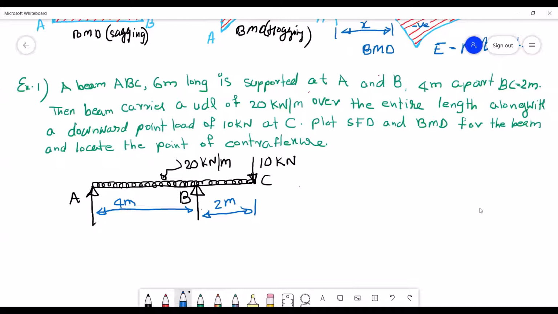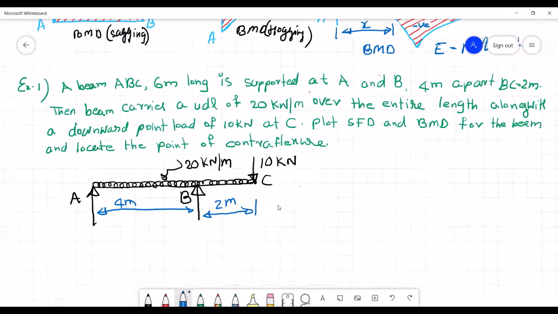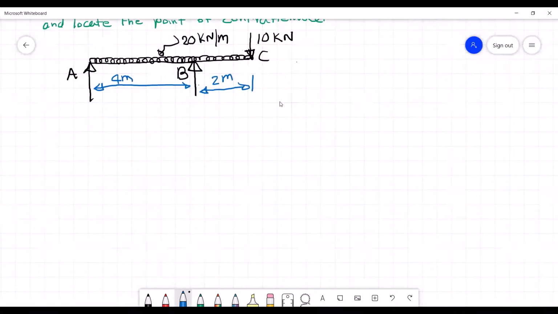Now we have to find the shear force as well as the bending moment. For drawing the bending moment and shear force diagrams, before that we have to find the reaction at A and the reaction at B. So let us start. Even though finding the reactions at A and B was studied in our engineering mechanics, I will repeat the same thing here.